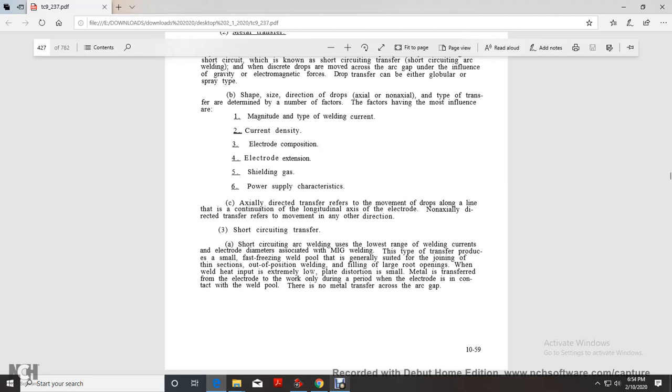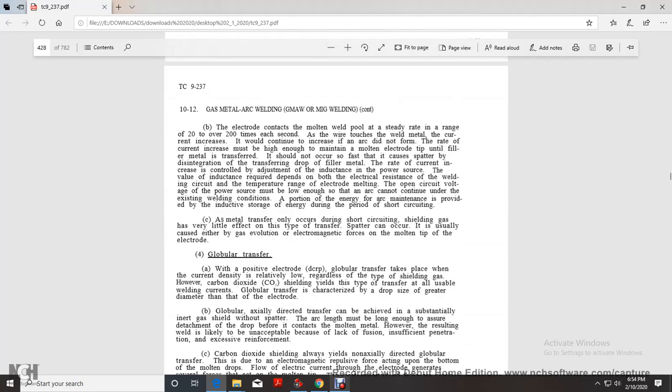Metal is transferred from the electrode to the work only during the period when the electrode is in contact with the weld pool. There is no metal transfer across an arc gap. The electrode contacts the molten weld pool at a steady rate in the range of 20 to 200 times each second.